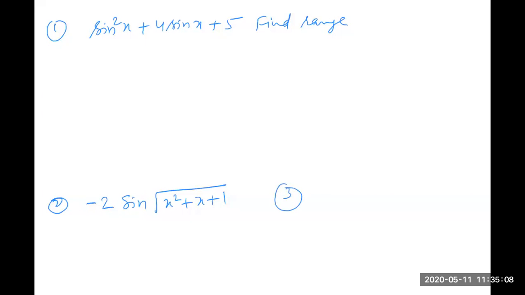Third, sin square x plus cos 4x. The first one is 2 to 10. Okay, I will check it.